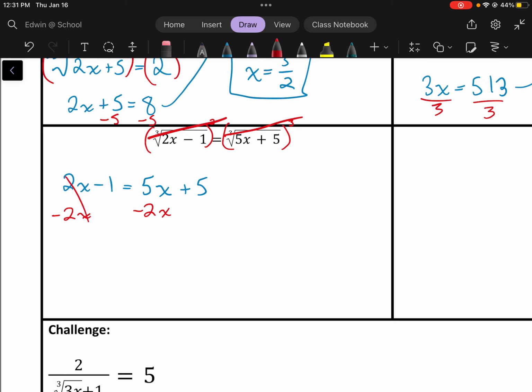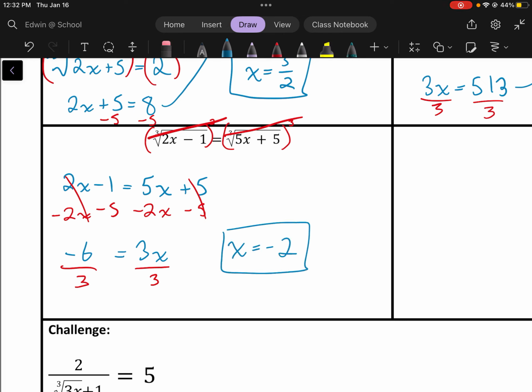We got the minus 2x to move it over here to the other side. And then in the same turn, I'm going to subtract the 5 as well. So if we add up everything, we get the minus 6 from here. And then we also end up with 3x from this. From here, the last step is just to divide by 3, giving us x equals -2.